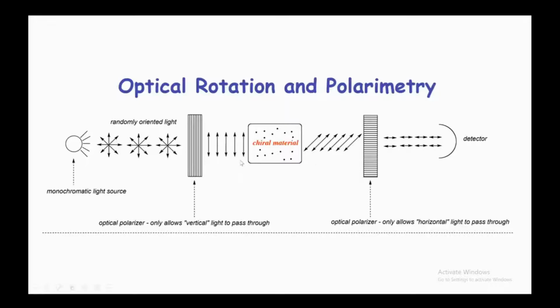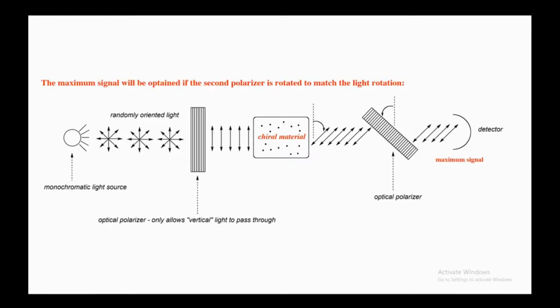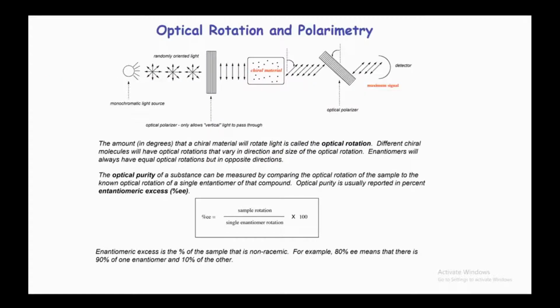Again, this is a similar phenomenon explained. We have a chiral center which measures optical rotation, and then again the maximum signal will be obtained. This is optical rotation polarimetry. Now this is really important, that is percentage ee, the enantiomeric excess: sample rotation over single enantiomer rotation times 100. So using this formula we can calculate enantiomeric excess.